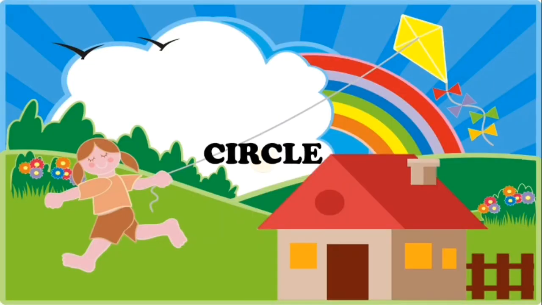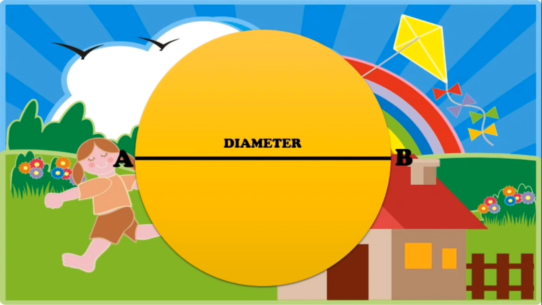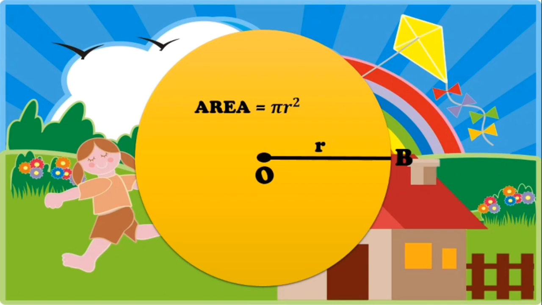And the last one is called a circle. A circle only has one side. From A to B is called the diameter, and from O to B is called the radius. The radius equals half of the diameter. The area of a circle is pi times r squared, and the perimeter of a circle is 2 times pi times r.